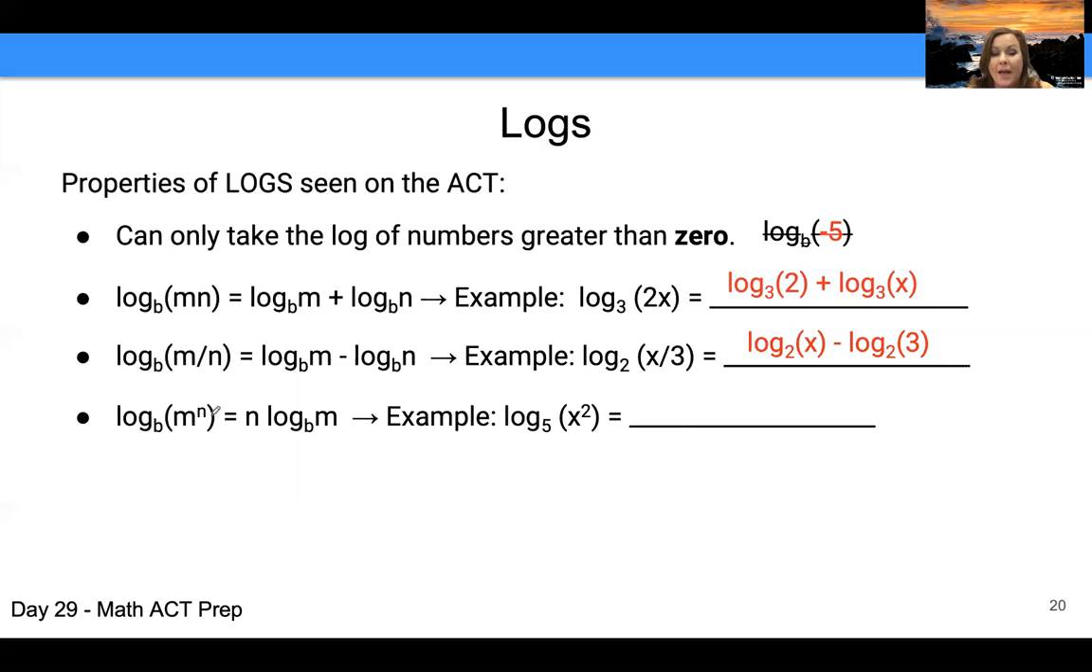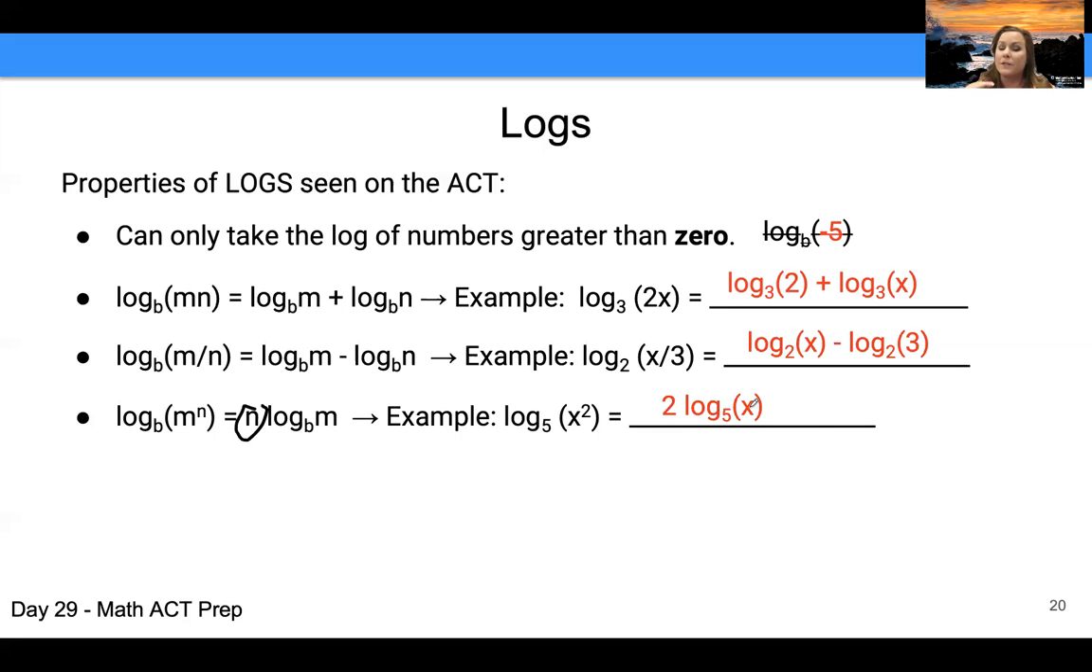And if we have a base raised to a power, this exponent can drop down as a coefficient in the front. So if I have log base 5 of x squared, I can take this 2 and move it down to the front. So 2 times log base 5 of x. And you're probably still going, this doesn't make any sense.